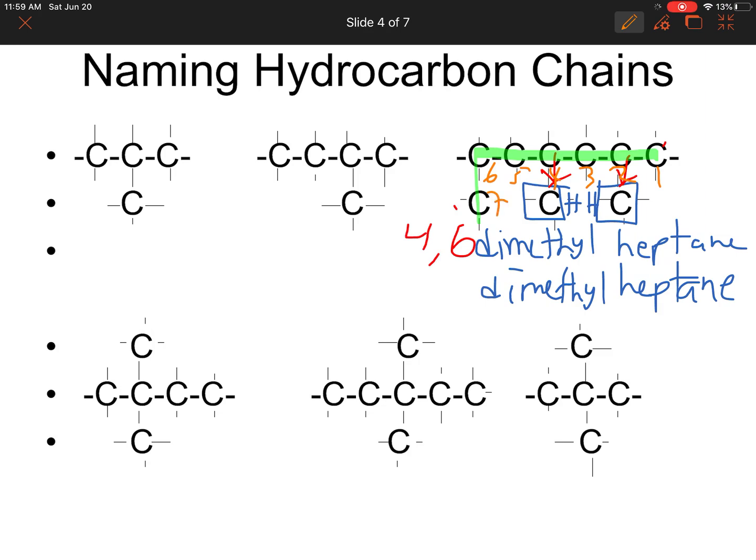Now where is it off of? Well, it's off number 2 and number 4. We'll add them up. 4 plus 6 is 10. 2 plus 4 is 6. What's a smaller answer? 2, 4. That is your answer. Okay?